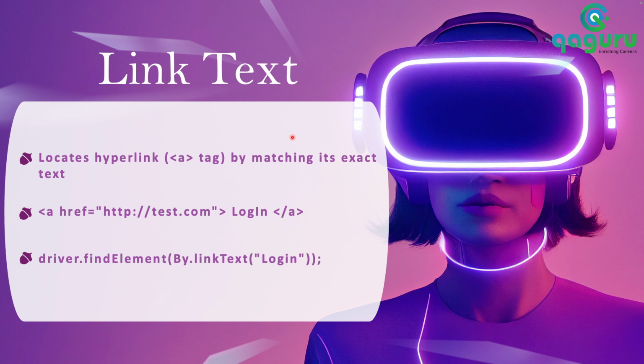The link text strategy locates a hyperlink by matching its exact text. Suppose you have an HTML element, a href, and then the URL and the link text. If you want to locate this element, you can write code driver.findElement(By.linkText) and then specify the exact link text here as login.